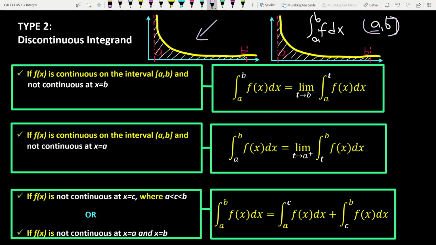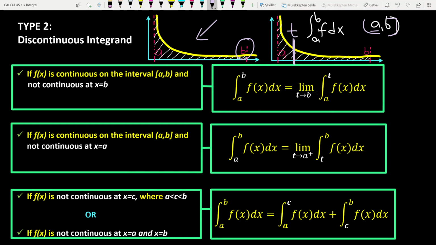Look at the first graph. As you see, the yellow one is the function and it is not defined at the point A. This is the vertical asymptote. And you have the point B here. It is defined at the point B. So what do we do in this case? We let t, a variable, be a fixed number. Let's say t be a fixed number here.